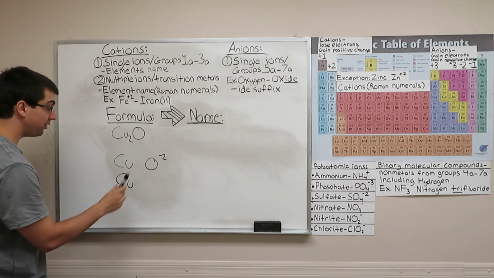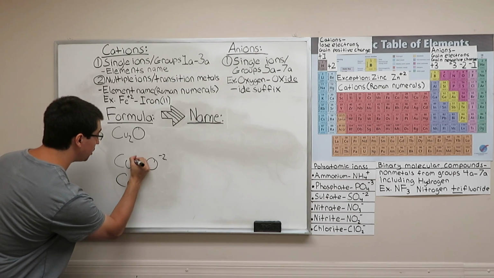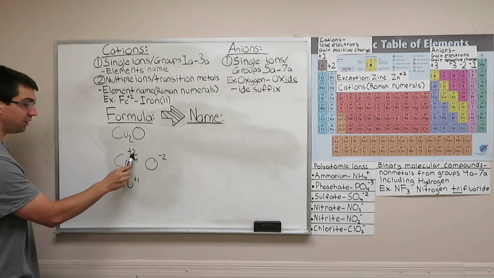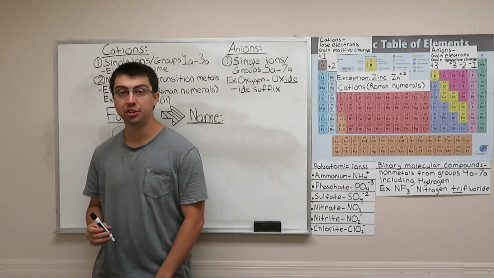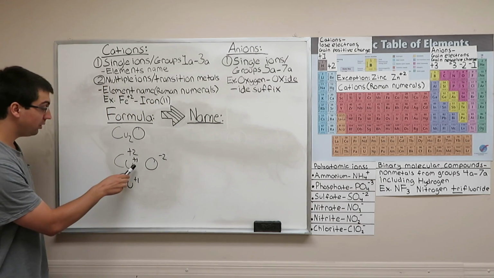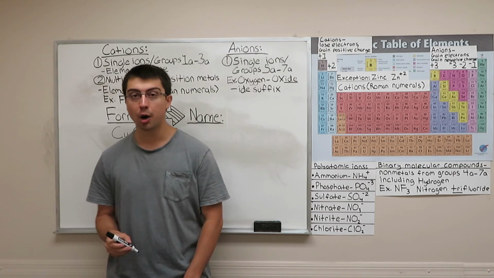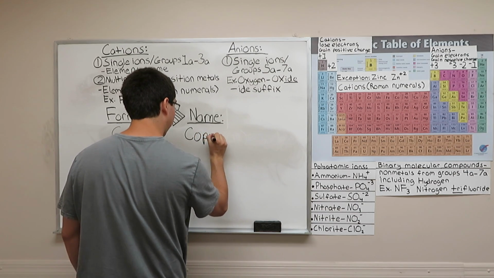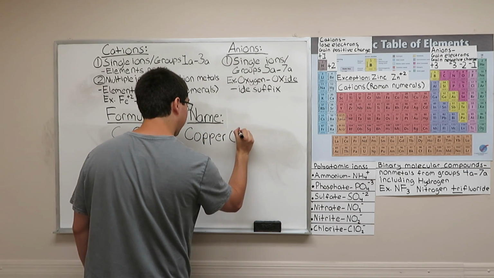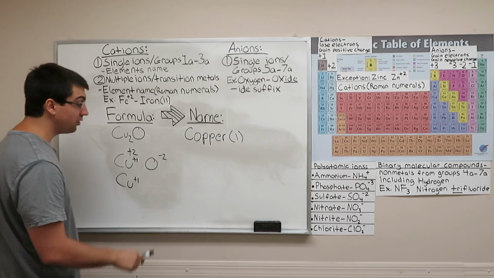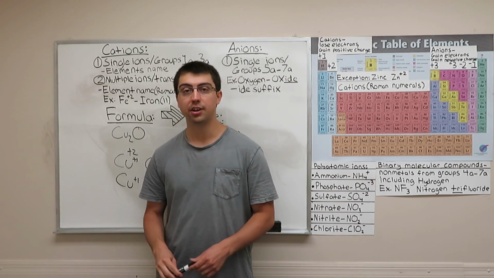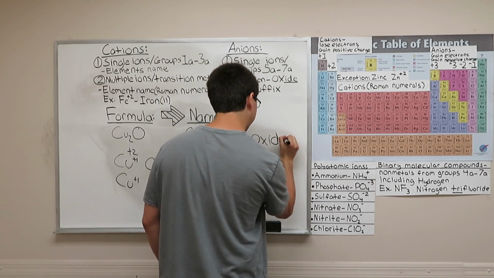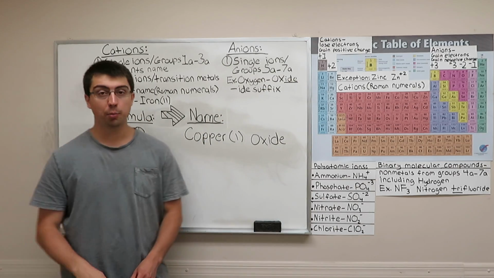We want these two to balance out. And if each one were to have a +1 charge, the 1 plus 1 leaves an overall charge of +2. And the +2 and -2 charges, they would balance each other out. And since each copper has just a +1 charge, that means we have copper-1. And O is oxygen, and since we're naming a compound, we're going to call it oxide. And the name is copper-1 oxide.